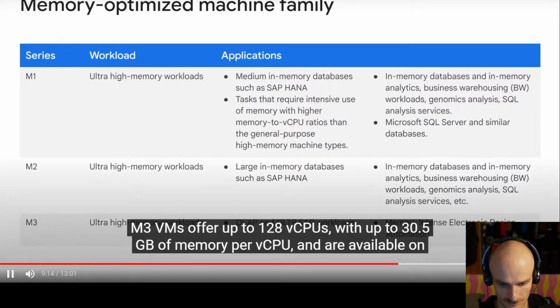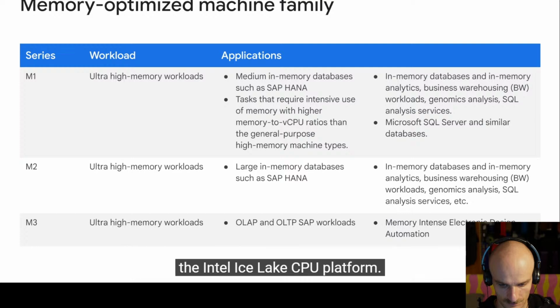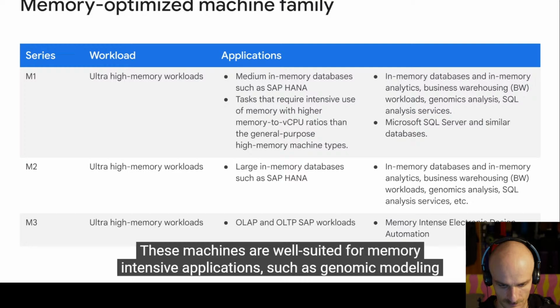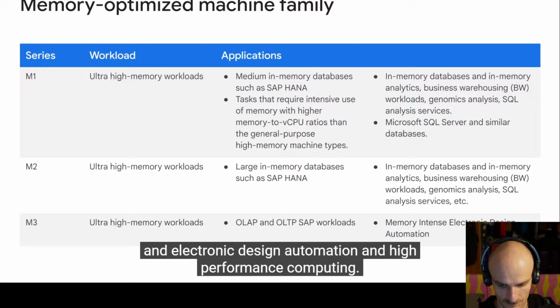M3 VMs offer up to 128 vCPUs with up to 30.5 gigabytes of memory per vCPU and are available on the Intel Ice Lake CPU platform. These machines are well suited for memory-intensive applications such as genomic modeling and electronic design automation and high-performance computing.